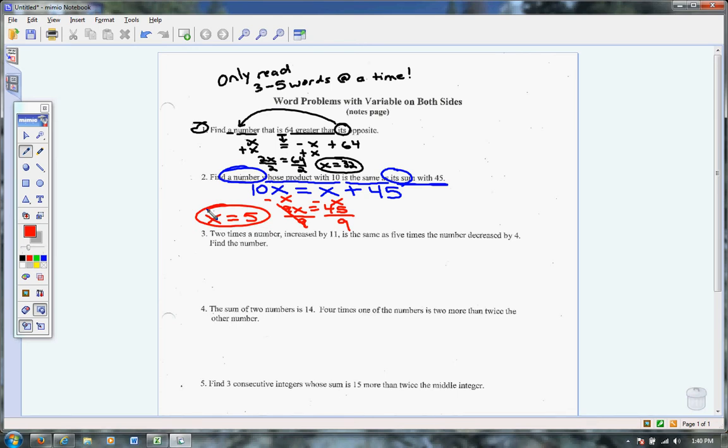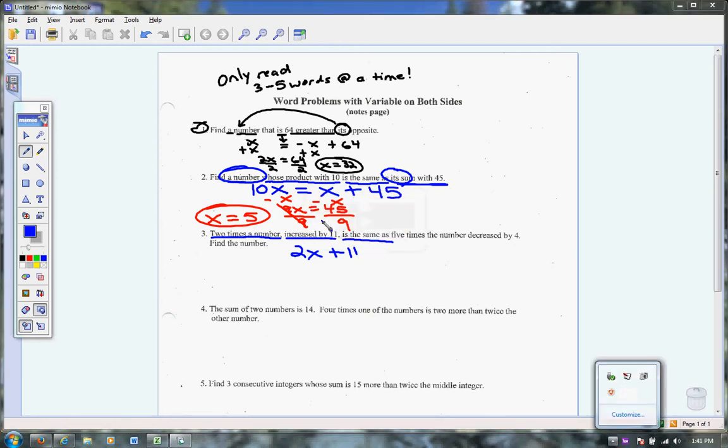All right, let's take a look at number 3 now. Number 3 is actually, I think, a little bit easier to understand the wording. Number 3, 2 times a number. How can I say that? Yep. So 2 times a number will be 2x. Increased by 11. How would I say that? Plus 11. Is the same as, that stands for equals.